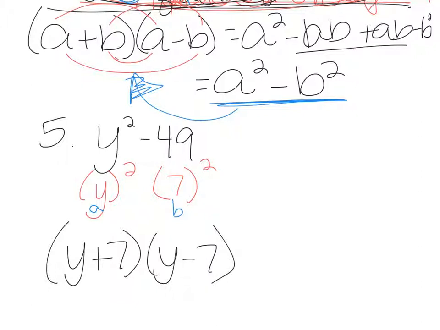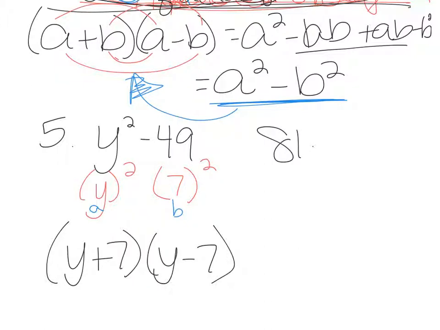Now I know it may sound confusing, kind of hard to digest, but let's think about this. If I were to FOIL this out, I would get y squared, negative 7y plus 7y, which would cancel out, and then negative 49. You would get the same thing. Remember, you should always get the same thing back. If you multiply out your factored expression, you should get the same thing back. Okay, so let's try another one.